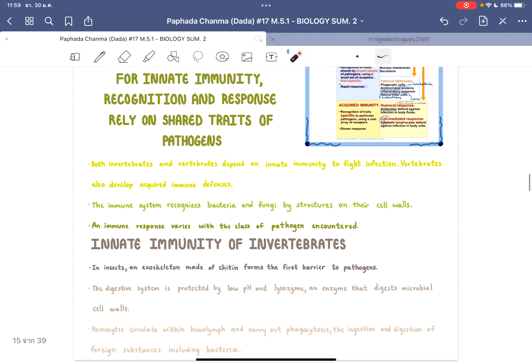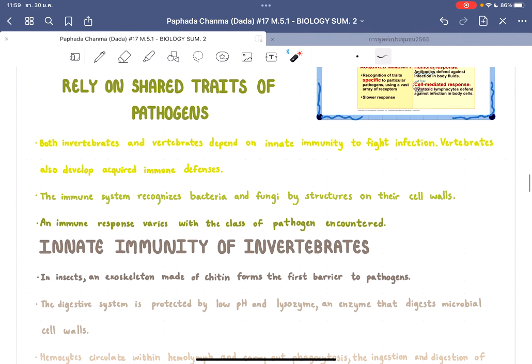For innate immunity, recognition and response rely on shared traits of pathogens. Both invertebrates and vertebrates depend on innate immunity to fight infection. Vertebrates also develop acquired immune defenses. The immune system recognizes bacteria and fungi by structures on the cell wall. An immune response varies with the class of pathogen encountered.